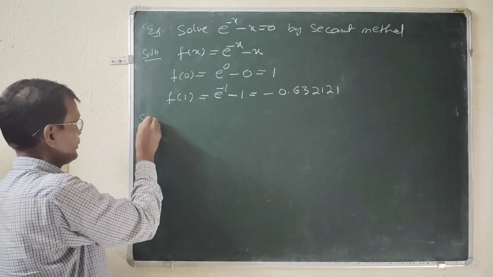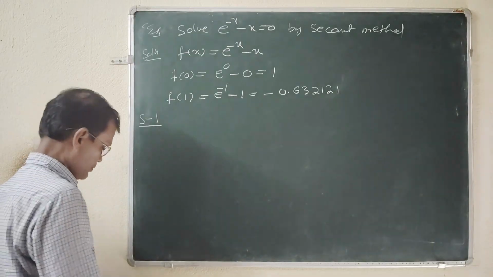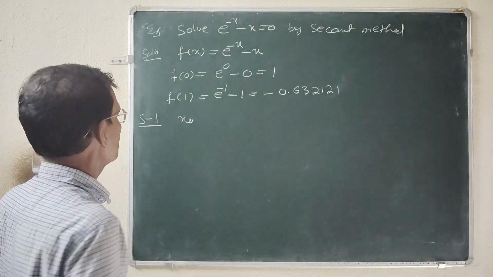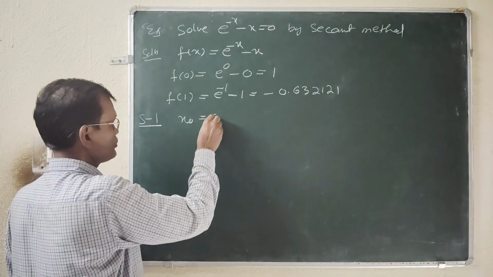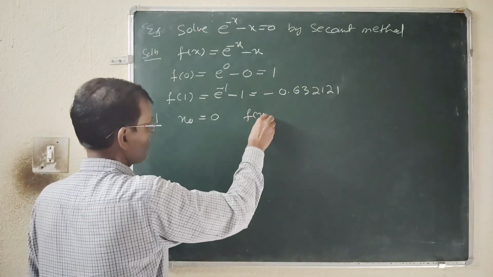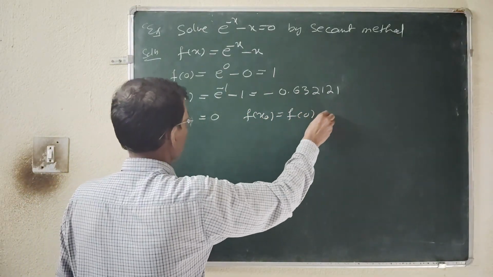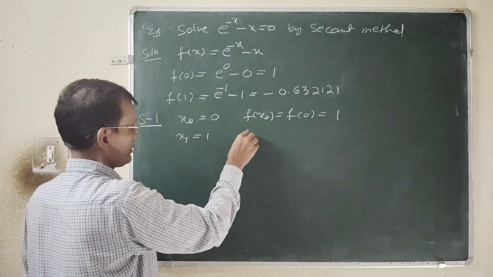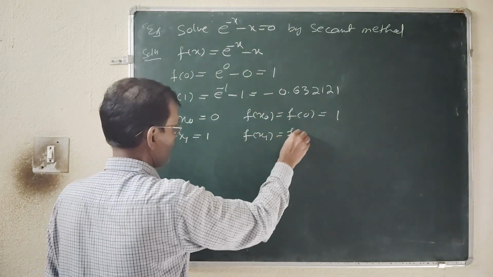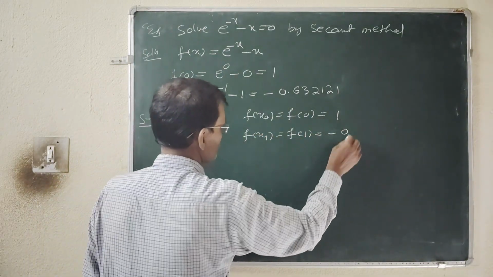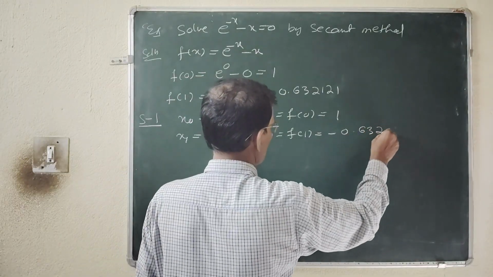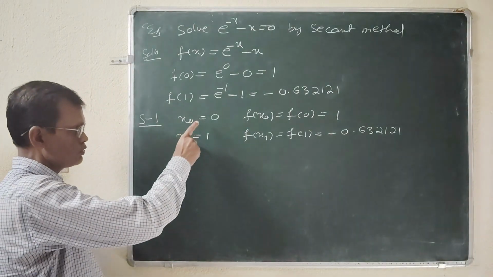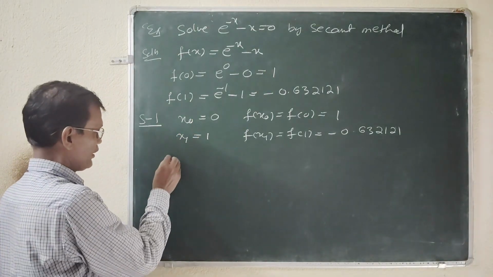So we will start step 1. In step 1, because we have to consider two initial values, the first initial value x0 is equal to 0 and f of x0 is equal to f of 0, that is 1, and the second initial value x1 is 1, and f of x1, that is f of 1, is equal to minus 0.632121. Then using these two, we have to get the new solution, that is x2.